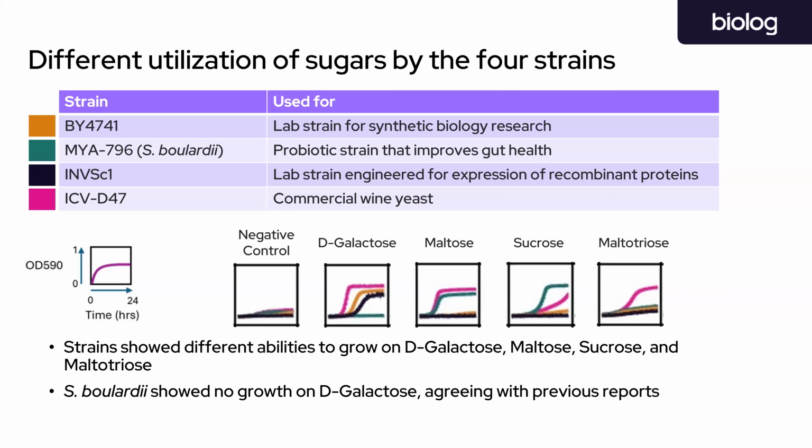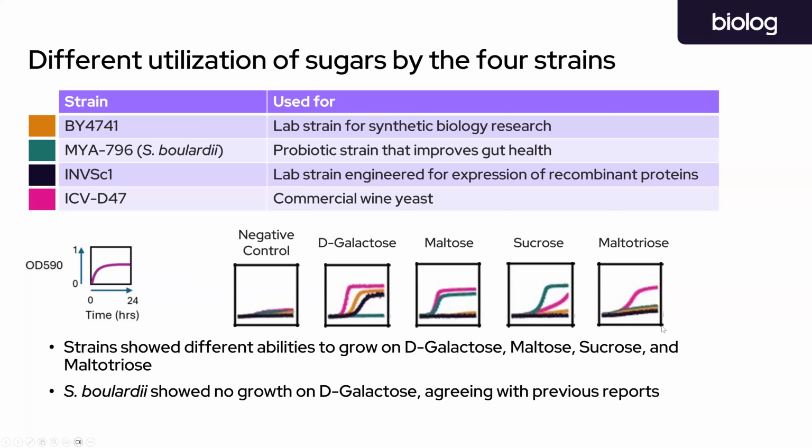So now here's a few wells where we could see differential utilization of some of these sugars by the different strains. So the 2 lab strains, the orange and the black curves, are not able to use maltose at all. And you can see that the probiotic strain and the wine strain could use it really well. And then you can also see that the probiotic strain could not use galactose at all, but it was the only one that could use sucrose really efficiently. The wine strain could use sucrose somewhat, and it was the only one that could survive on maltotriose alone. So you can start to see these really interesting differences between different strains of the same species.